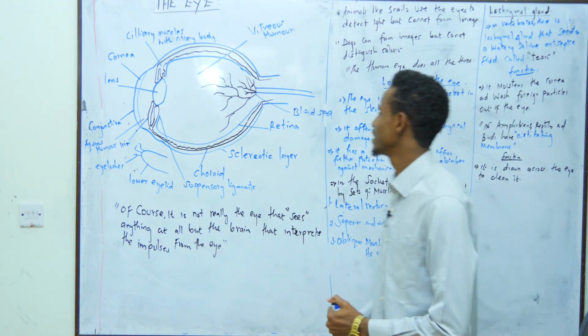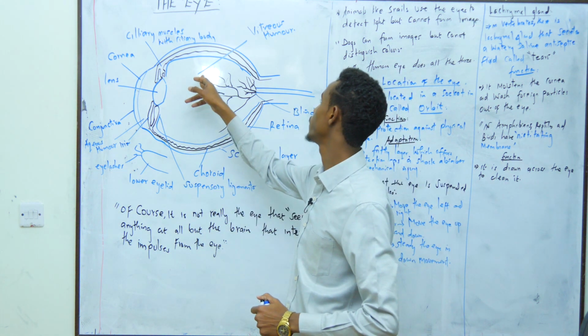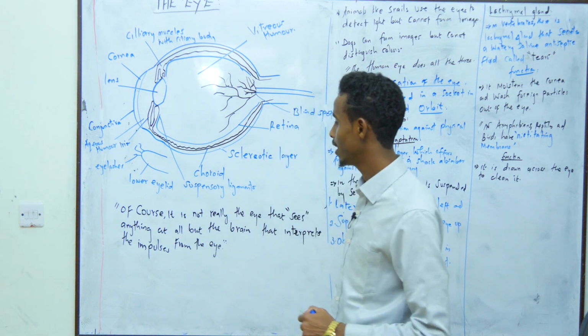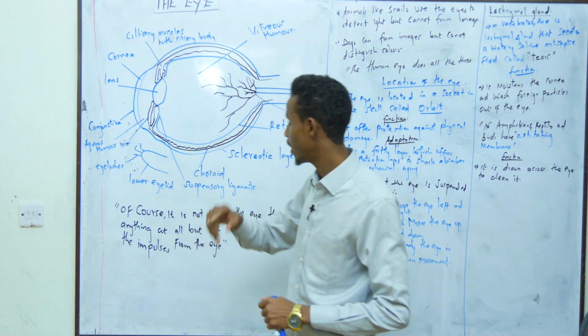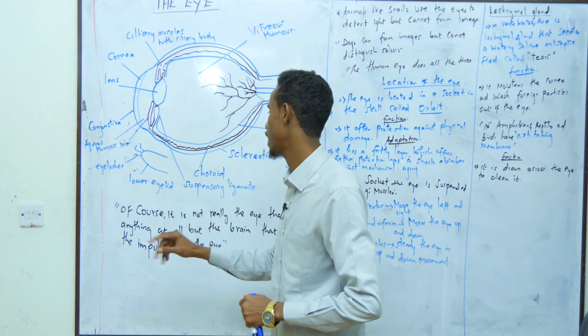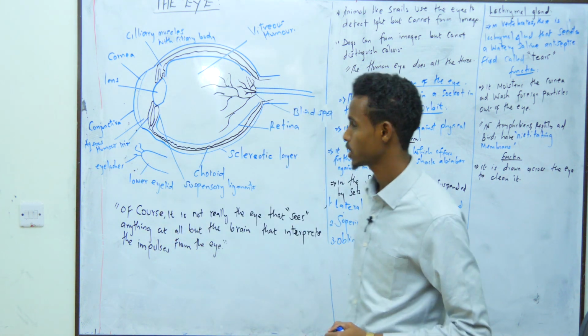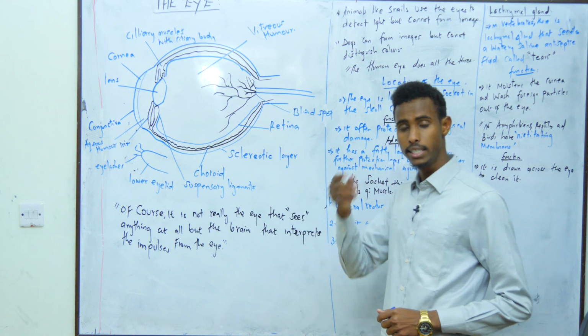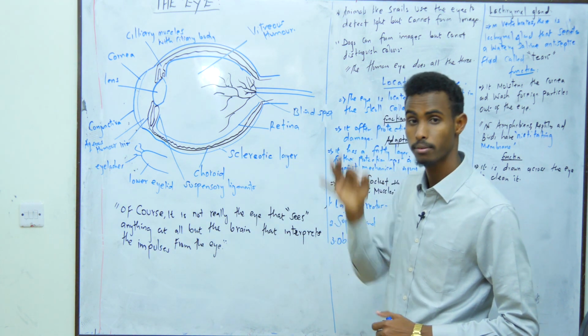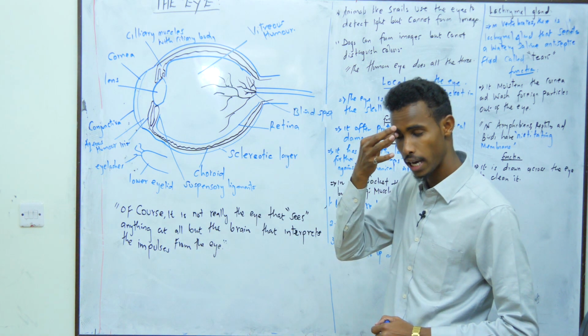Now class, again here we can see we have the vitreous humor. You as well have the aqueous humor. You also have the conjunctiva. You also have the lens. Right? You have the cornea, the eyelid, and the eyelashes. Now class, the eyelid is this one here. This is called the eyelid. This one, covering the eyeball, is called the eyelid.